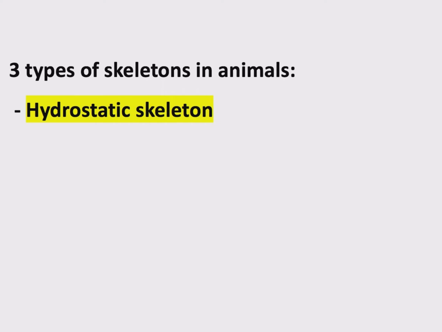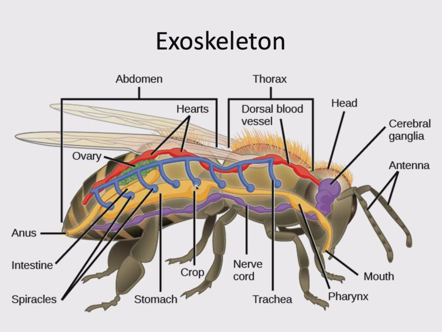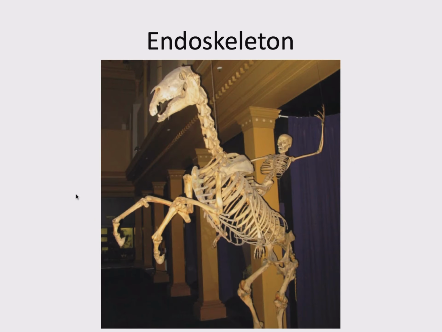Another type of skeleton that should look familiar, exoskeleton, seen here in an arthropod. An exoskeleton is, reading from the key terms now, a secreted cellular product external skeleton that consists of a hard encasement on the surface of an organism. Okay, and finally, endoskeleton.